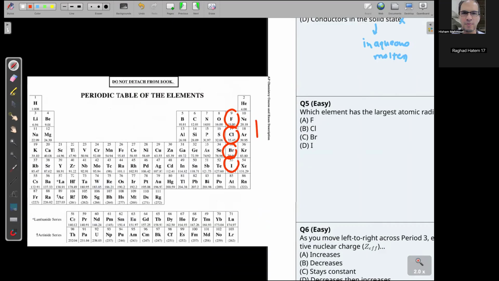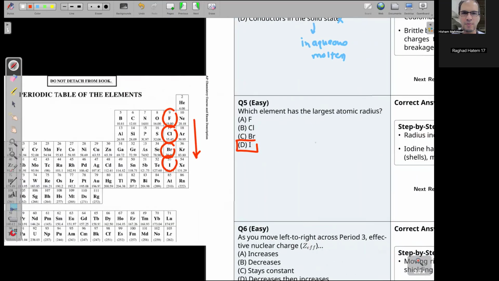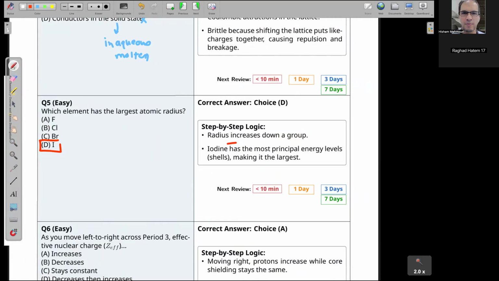Okay, I know that as atomic radius goes down the group, does it increase or decrease? Increases, exactly, excellent. So as you go down in the periodic table, the radius is going to increase, which means that iodine is the highest one of them. So the radius increases down the group. Iodine has the most principal energy levels. It has more shells, making it the largest.